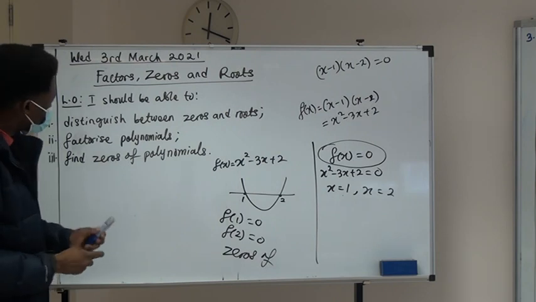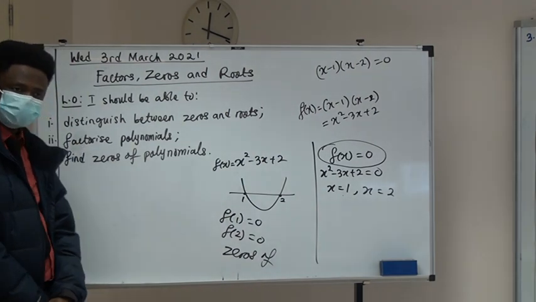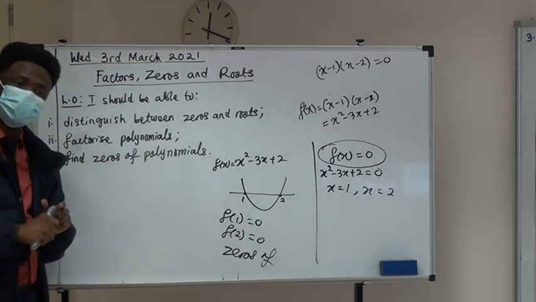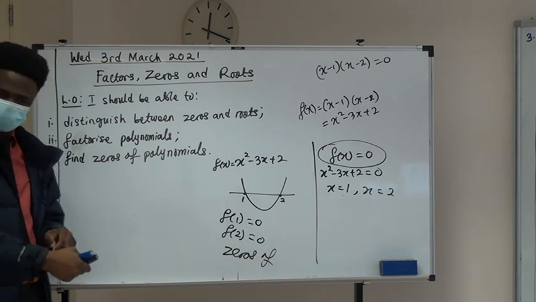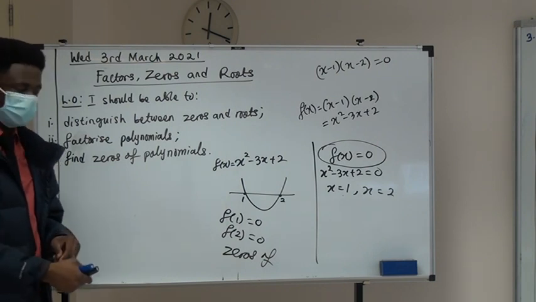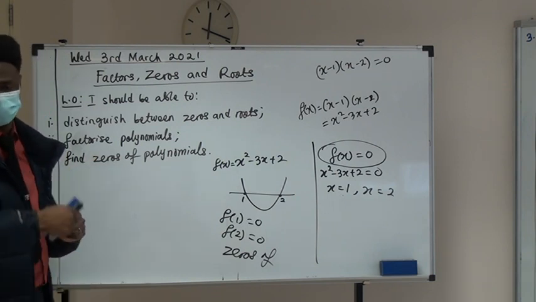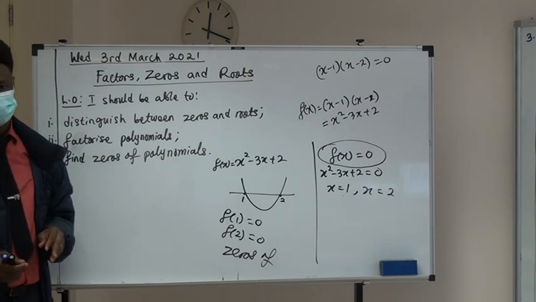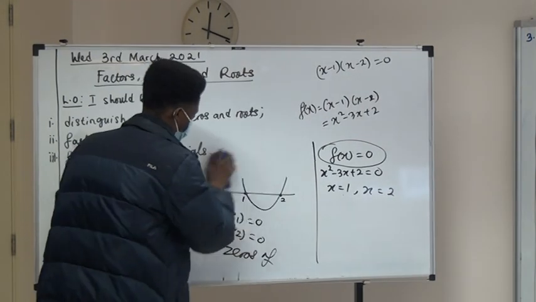So what we intend to do today is to distinguish between the two. I'll write a short note for you. The next thing is to be able to factorize polynomials. We have done the factor theorem. We will use our knowledge of the factor theorem to factorize polynomials, then we'll be able to find zeros of polynomials or the roots of polynomial equations, depending on what is given. Does that make sense? And that's all I want us to achieve by the end of this lesson.